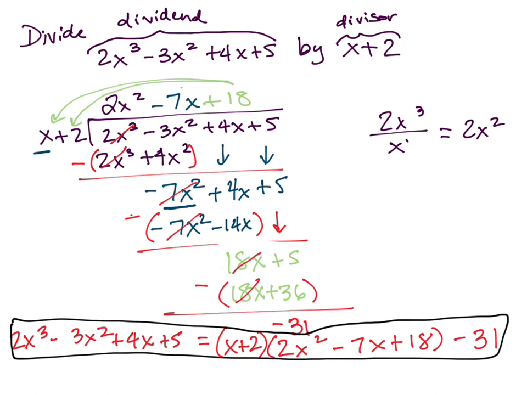Another way that I've seen this written before is to put the quotient, 2x squared minus 7x plus 18, minus the remainder of 31 over x plus 2. These are equivalent answers. That also works. You can say your remainder over the dividend, and you would get the right answer there too. How do we feel about this? Another example might help.